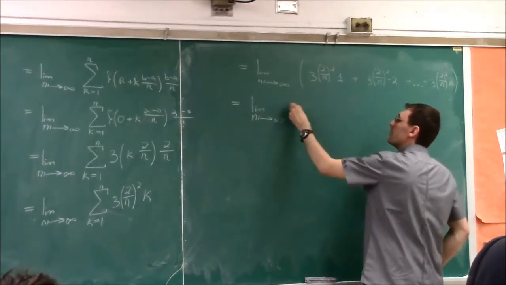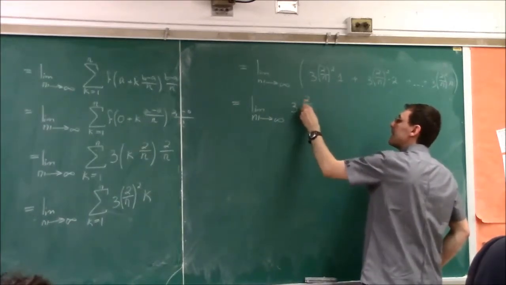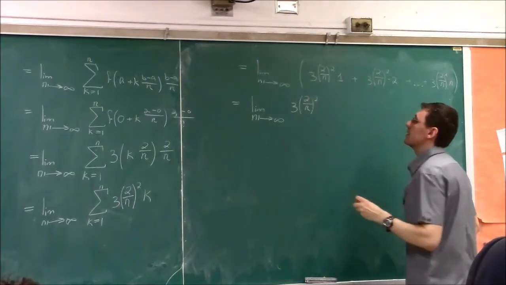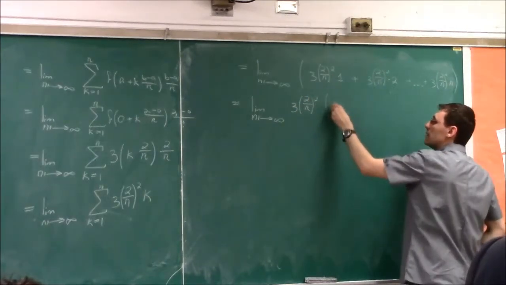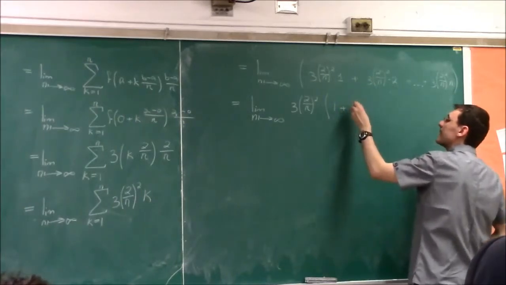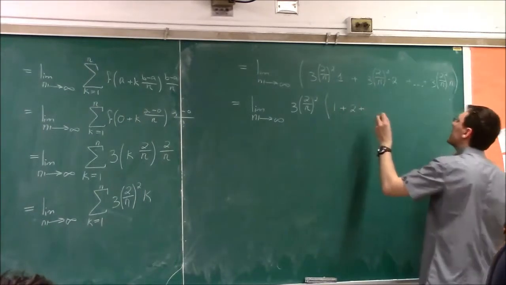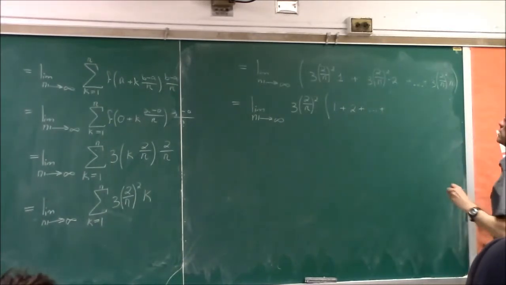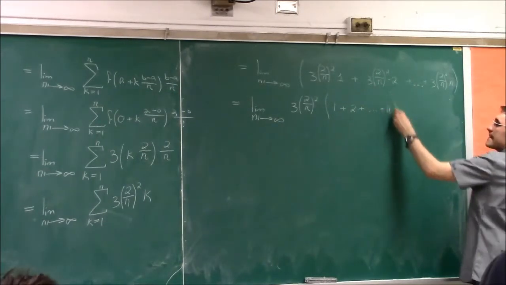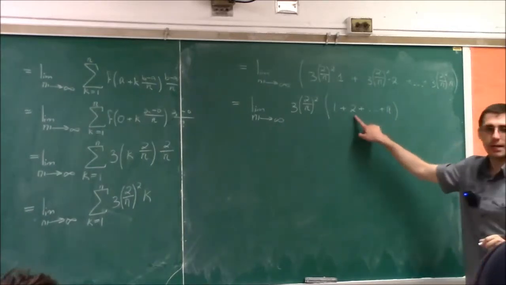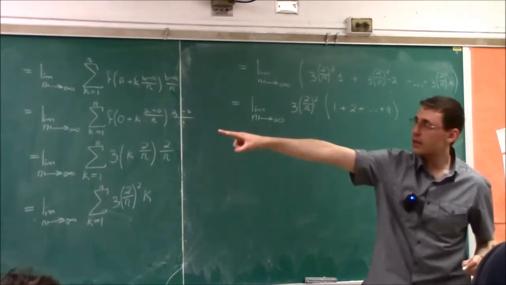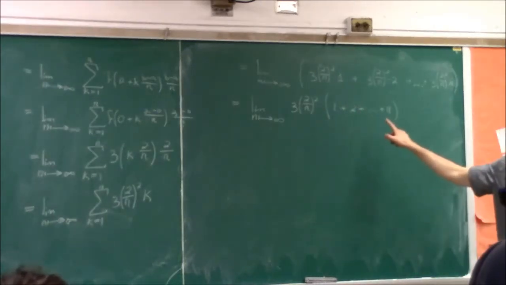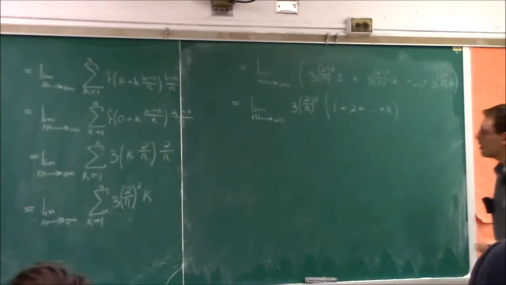The limit of 3 times 2 over n squared times 1 plus 2 plus ... plus n. And notice again we see a sum, one of those sums on the board. This sum, in fact, you are supposed to know how to establish on your own. I did show you how to do that.